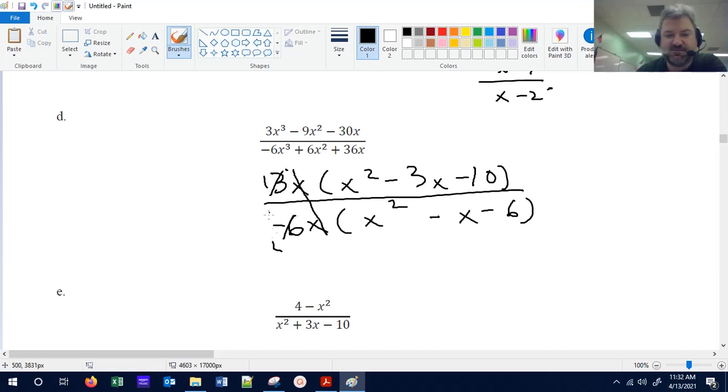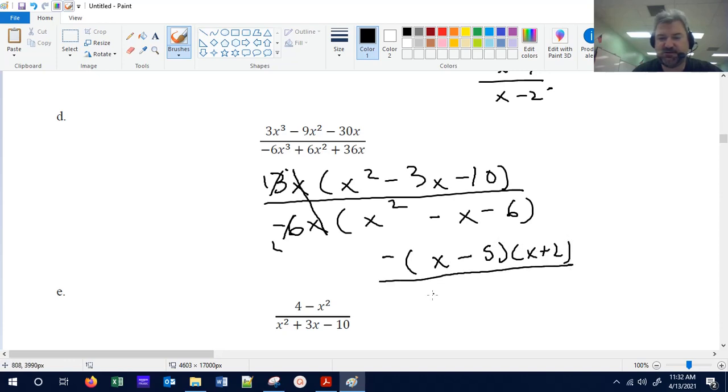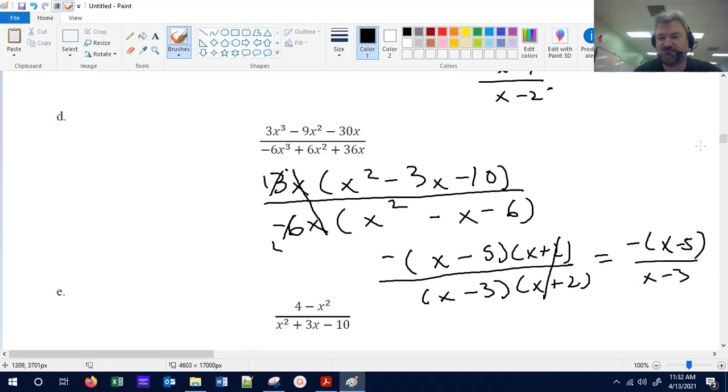So the negative is in the bottom, but you can pull it out in front, or I'll even put it on top. I prefer to have my negatives on top. That's just the way I am. And I actually don't need the 1 there, so I won't put it. The numerator will factor as x minus 5, x plus 2. The denominator will factor as x minus 3, x plus 2. So the x plus 2's reduce out, and we're left with a negative times x minus 5 over x minus 3.